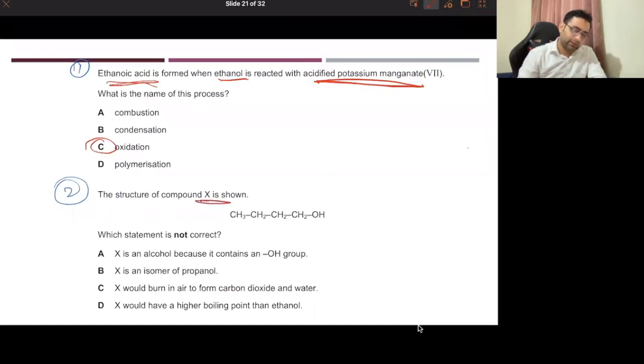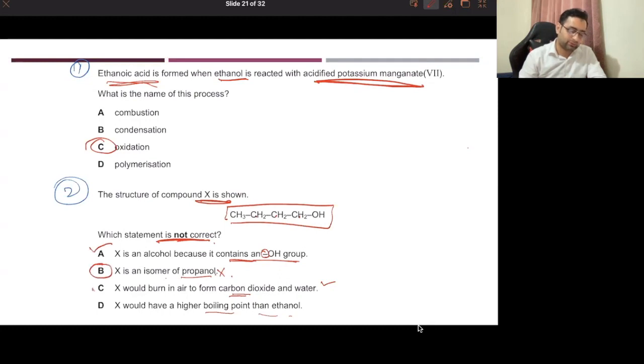For the second, the structure of compound X is shown. This is an alcohol, which is butanol, 1, 2, 3, and 4. Which statement is not correct? X is an alcohol because it contains the OH group. Let's check. X is an isomer of propanol? No. X would burn in air to form carbon dioxide and water. X would have a higher boiling point than ethanol. This is correct. So X is an isomer of propanol is incorrect. The rest of the statements are correct. So your answer is only B.